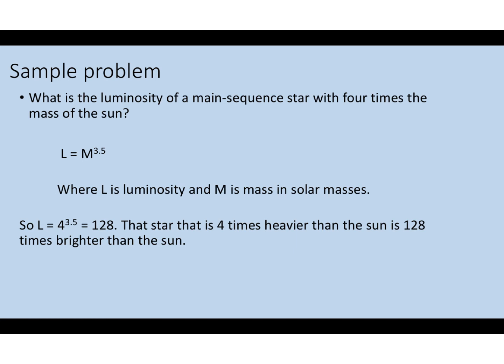This time, we're looking for luminosity of a main sequence star that is 4 times the mass of the Sun. We haven't talked about what main sequence means yet, but we'll get to that later in this unit. The equation states that L equals m raised to the 3.5 power, where L is luminosity and m is mass in solar masses. So L equals 4 raised to the 3.5 power, which is 128. That means that a star that is only 4 times heavier than the Sun is actually 128 times as bright.